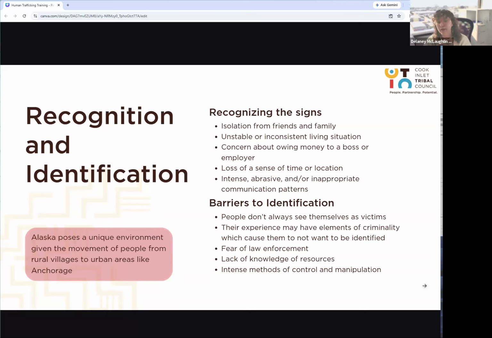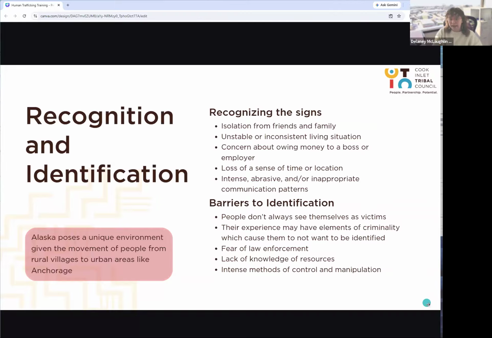Their experiences may also have elements of criminality, which cause them to not want to be identified. There is an intense fear of law enforcement, a lack of knowledge of resources, and then there's also, most importantly, intense methods of control or manipulation. Something to note is that Alaska poses a unique environment given the movement of people from rural villages to urban areas like Anchorage. Some people will come to Anchorage from a more rural area and not have the same level of support, and then not know the resources or how to access them.